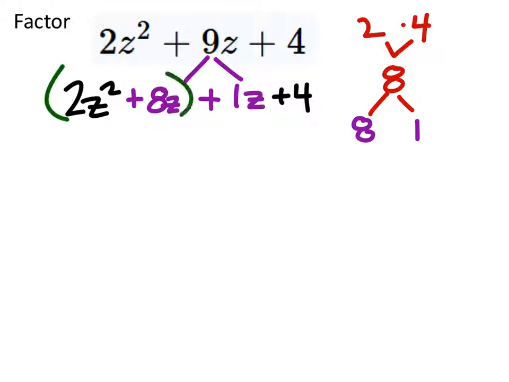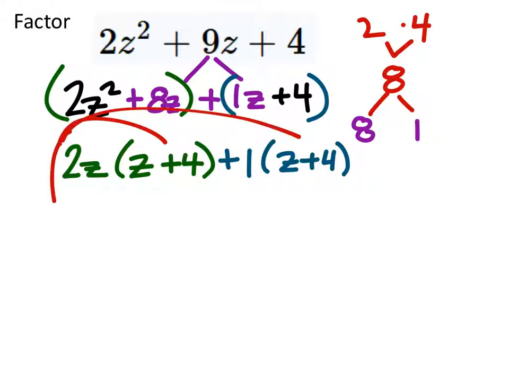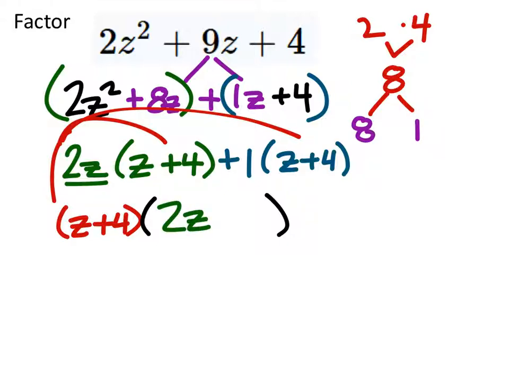So I'll group these first 2, and it appears I can factor out just a 2z from each of those 2. And I would be left with just a z and then a positive 4. Now my next set, 1z plus 4, I can factor out a 1, which leaves me with z plus 4. And I can factor out my z plus 4 into the front of this thing, z plus 4. And then in this other set of parentheses, I've got my 2z and my plus 1.